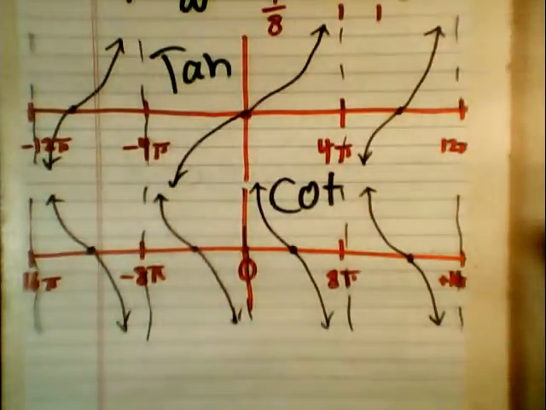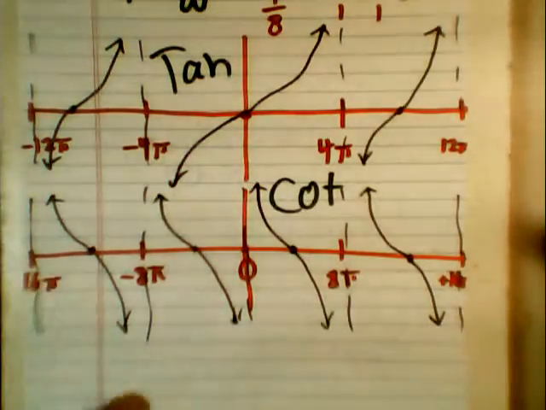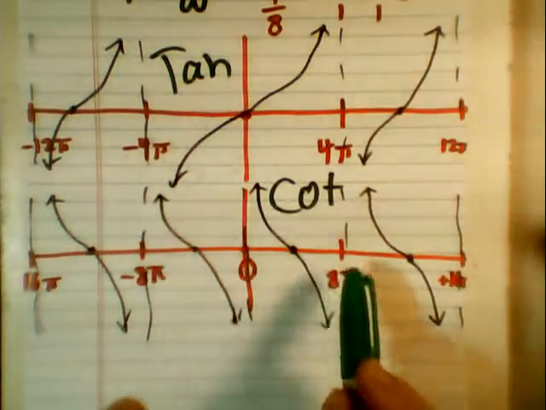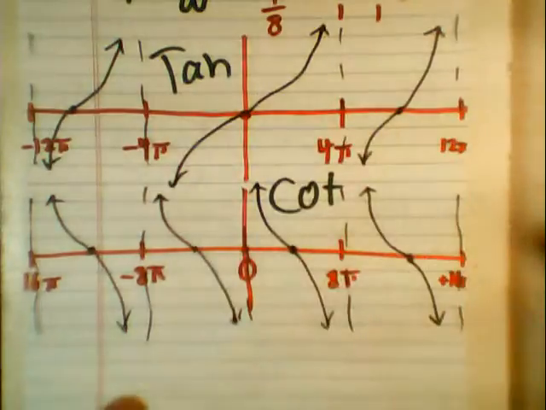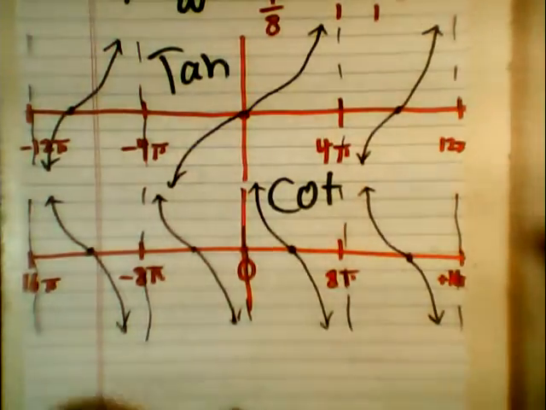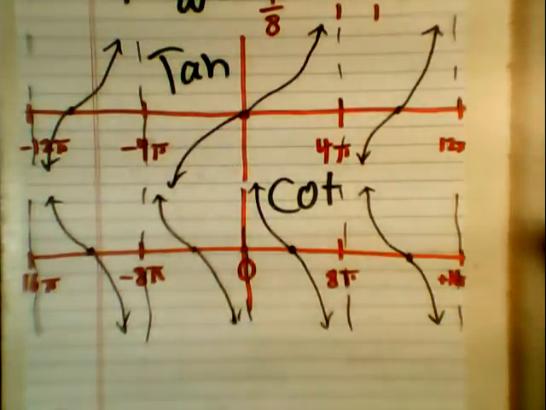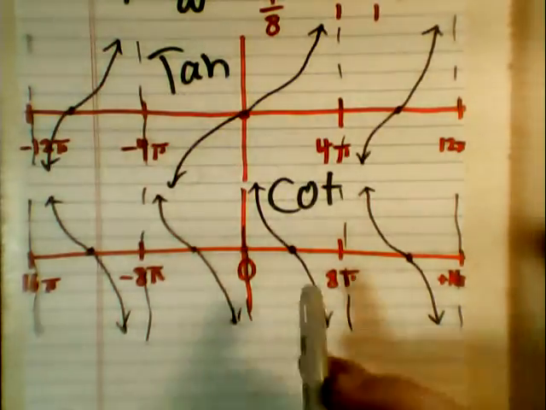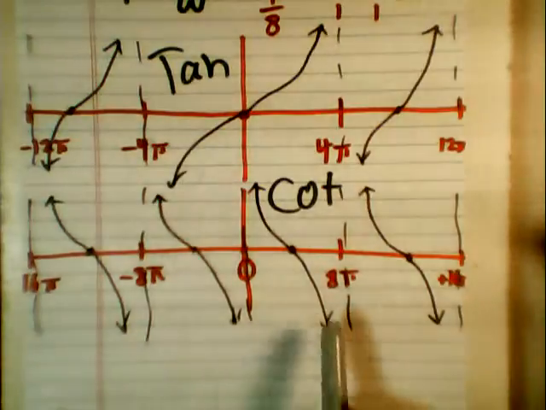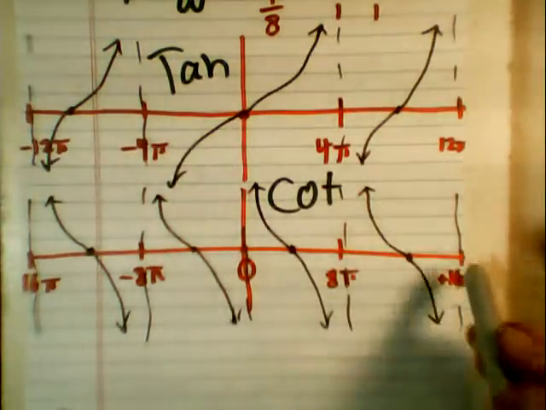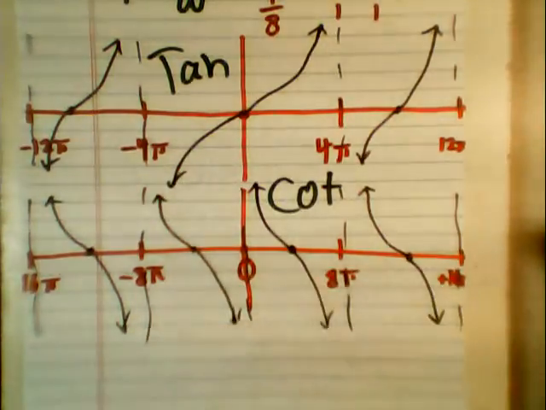So now, what is the domain of tangent or cotangent? Well, since it's got asymptotes, it all depends on its period. I'm only going to talk about cotangent now. The domain of cotangent is based off its period, and it can be written in the form of however many periods it is.